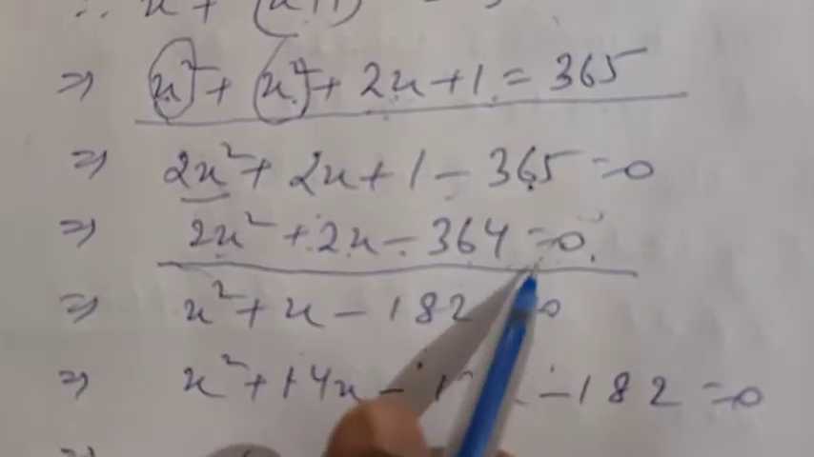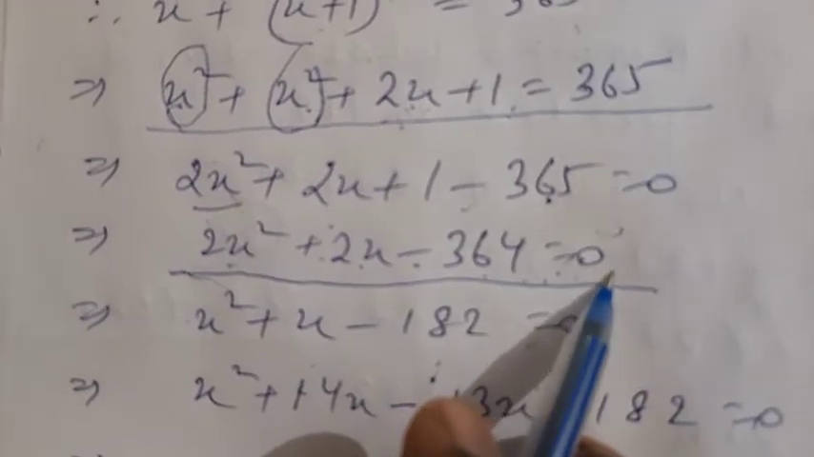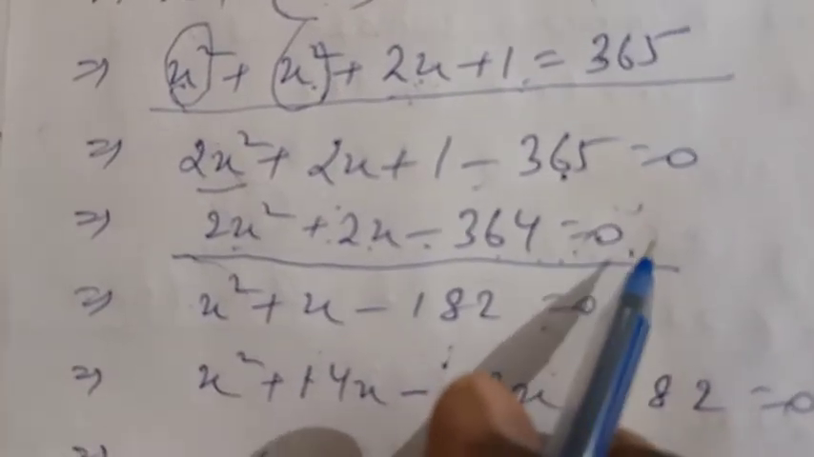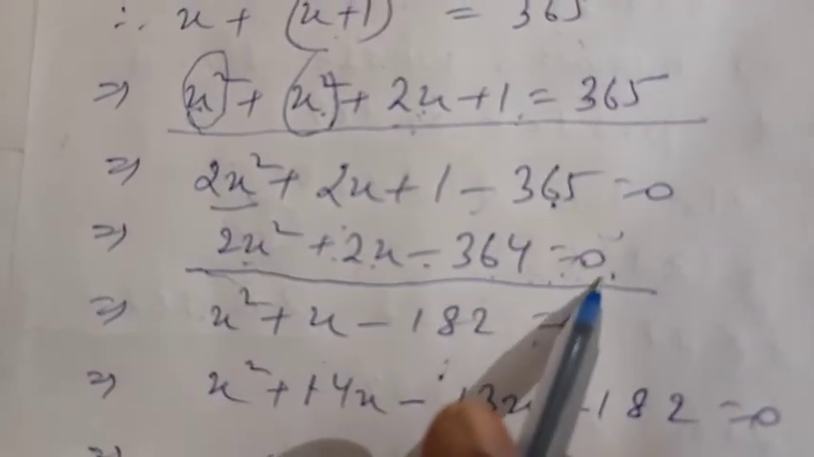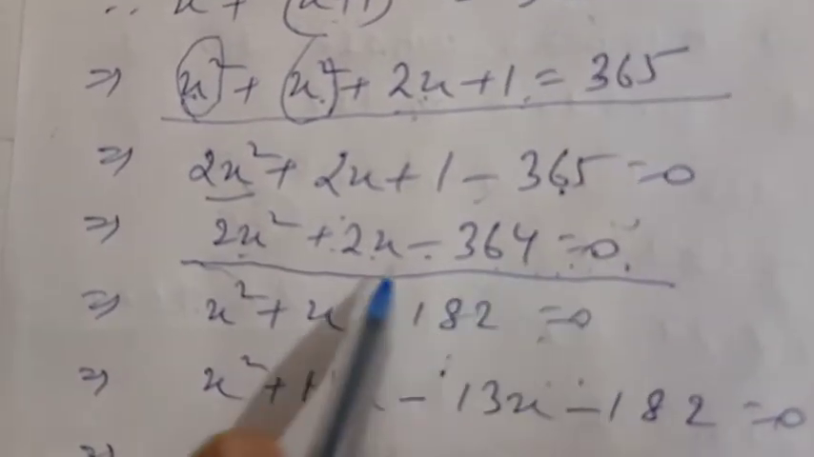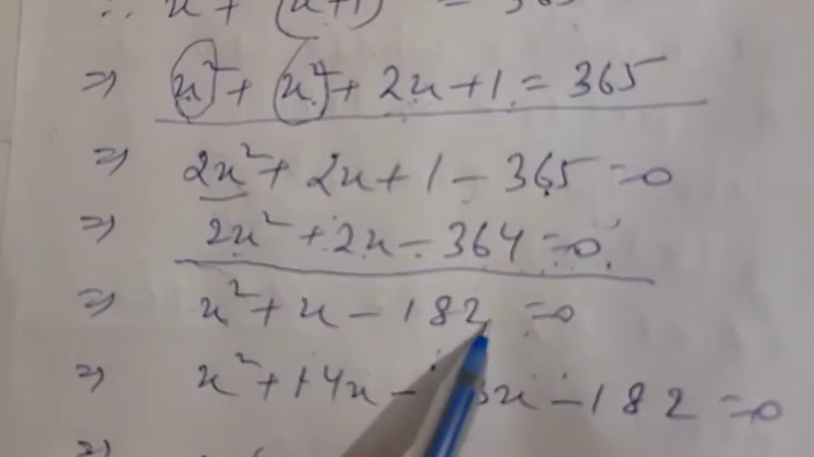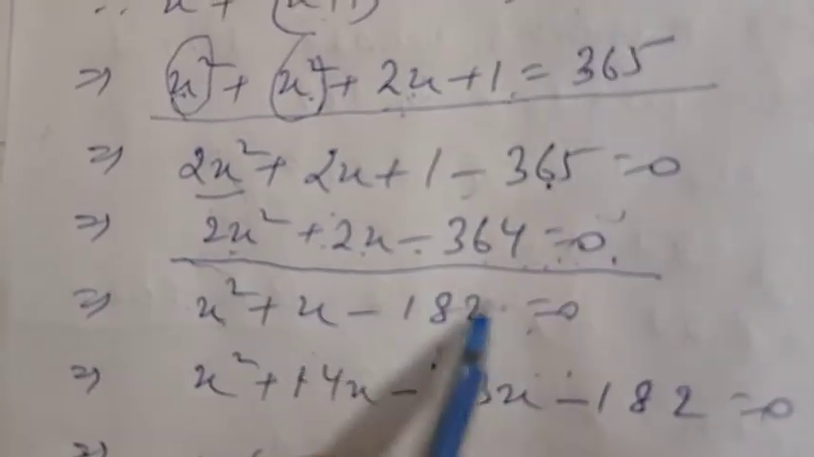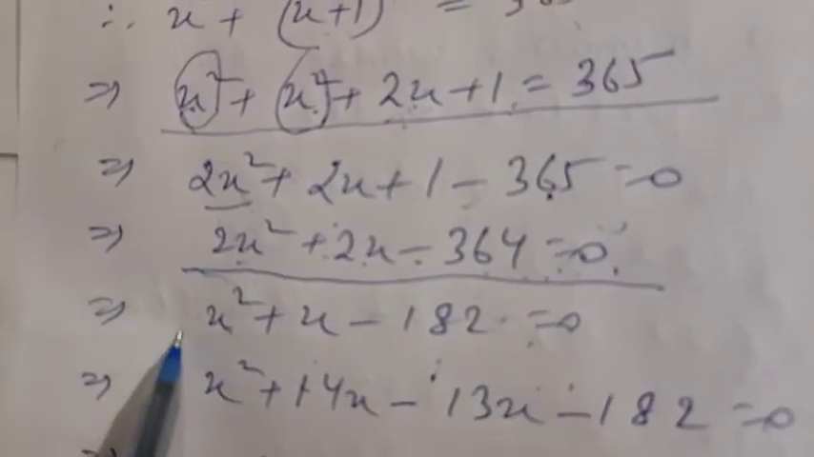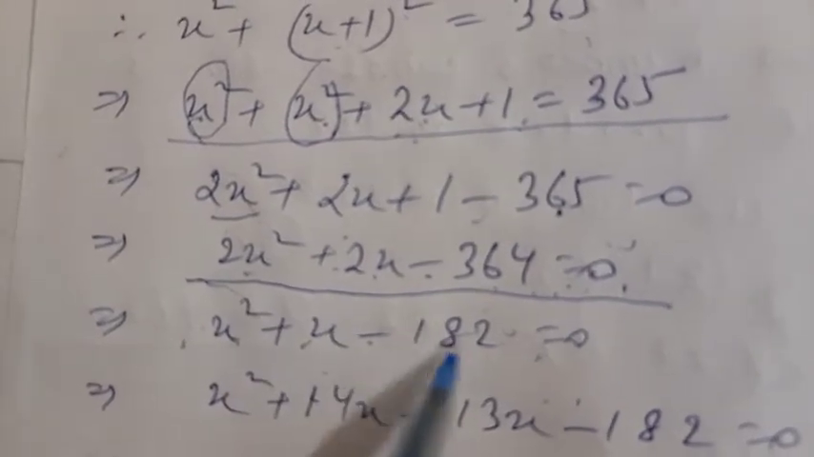But it will be easier for you if you take out all the common terms lying in the given equation and then proceed further. So we have taken out the common term, and then we have started our solution of the quadratic equation. It becomes x square plus x minus 182. Here a is equal to 1, b is equal to 1 and c is equal to minus 182.